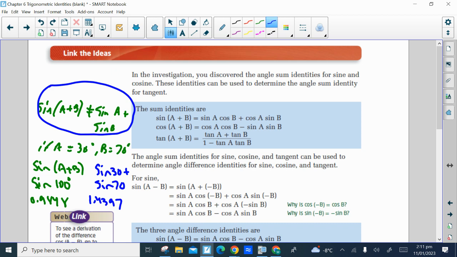But there is a relationship for the sine of a plus b, and we have it there in that blue box, as well as for cosine and tangent. Now, from this, you can get difference identities. Basically, as it says here, if you want to find the difference identity, sine a minus b, you take the sum identity and you replace b with negative b. That's what it shows here. Wherever we see the b, we replace it with negative b.